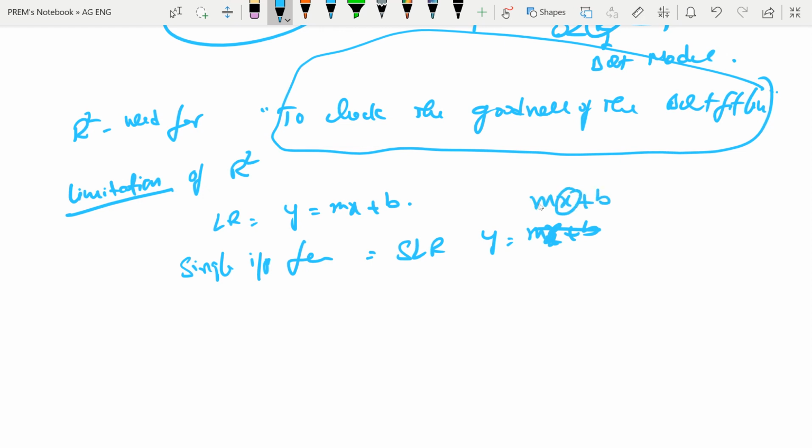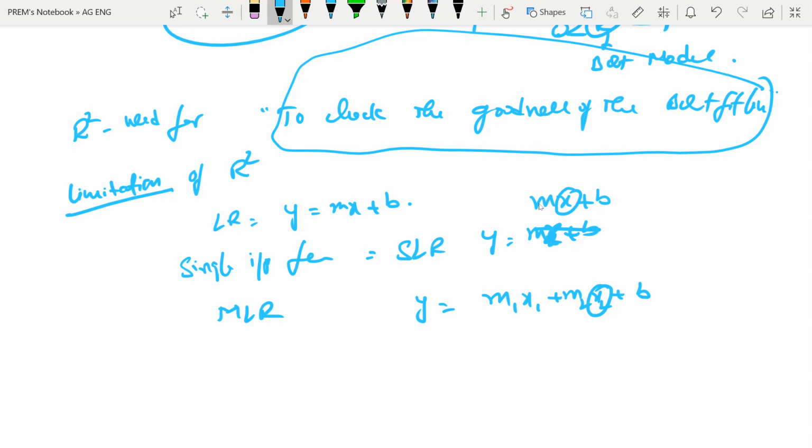There is only one independent variable, and m and b are the parameters. If it is a multiple linear regression, then y is equal to m1 x1 plus m2 x2 plus b, which means the number of independent variables is increasing. It is nothing but the multiple linear regression. So what is the limitation of the R square?